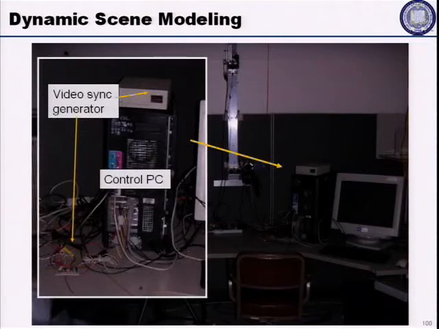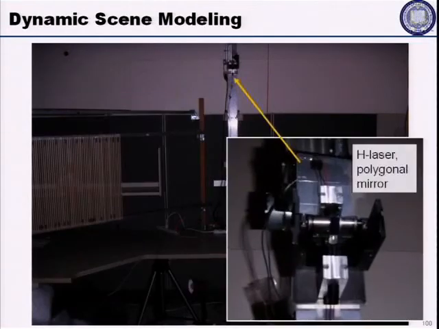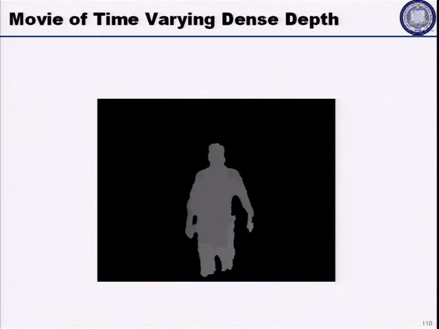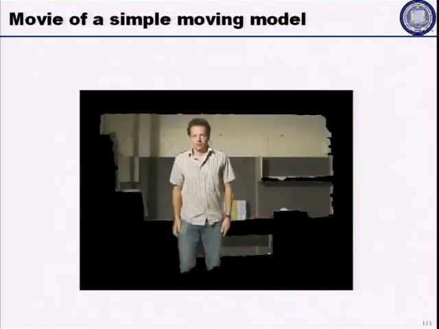And the control PC and the sync generator and all the rest of it. That's the polygonal mirror with the horizontal laser. And so at the end, you end up having a sparse depth representation of the object as it's moving. You can interpolate that to get dense depth.